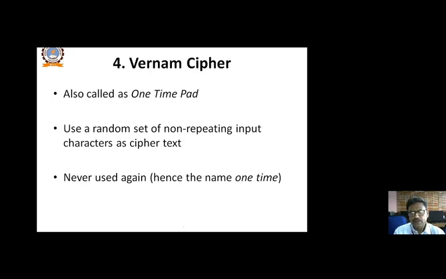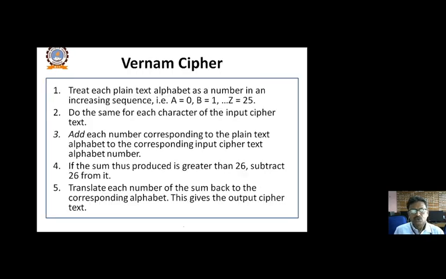Whatever one-time pad is being used at a time, it is not used again for the next level. So how does this Vernam cipher work? In this case, each plain text alphabet is considered as a number in increasing sequence, that is A is equal to 0, B is equal to 1, C is equal to 2, D is equal to 3, and so on, and Z is equal to 25. And do the same for each character of the input ciphertext.